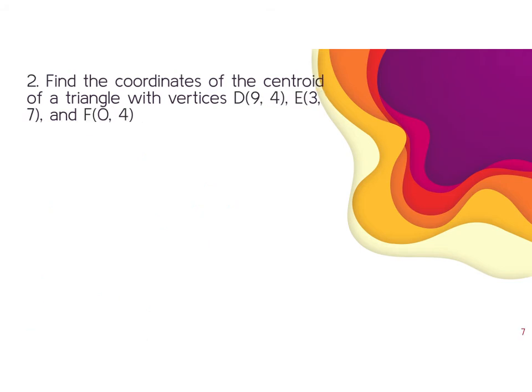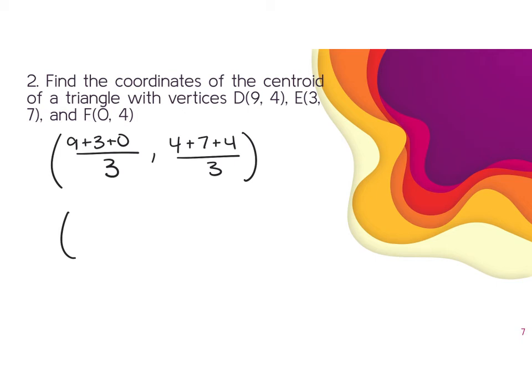All right, let's take a look at another example. Find the coordinates of the centroid of a triangle with vertices D, E, and F. Remember, we are going to find the average of the x's. So 9 plus 3 plus 0 divided by 3. Then we're going to find the average of the y's. So 4 plus 7 plus 4 divided by 3. Our x is 9 plus 3 plus 0 divided by 3, which is 4. 4 plus 7 plus 4 divided by 3 is 5. So our centroid is at 4, 5.